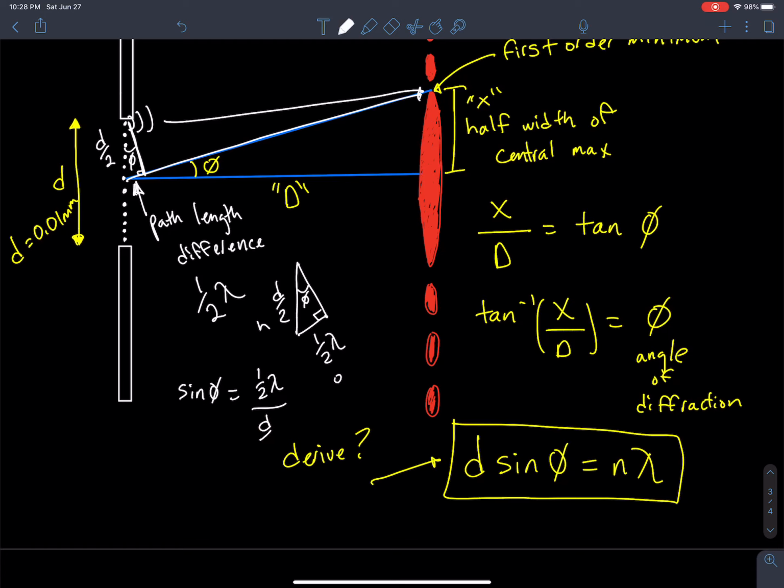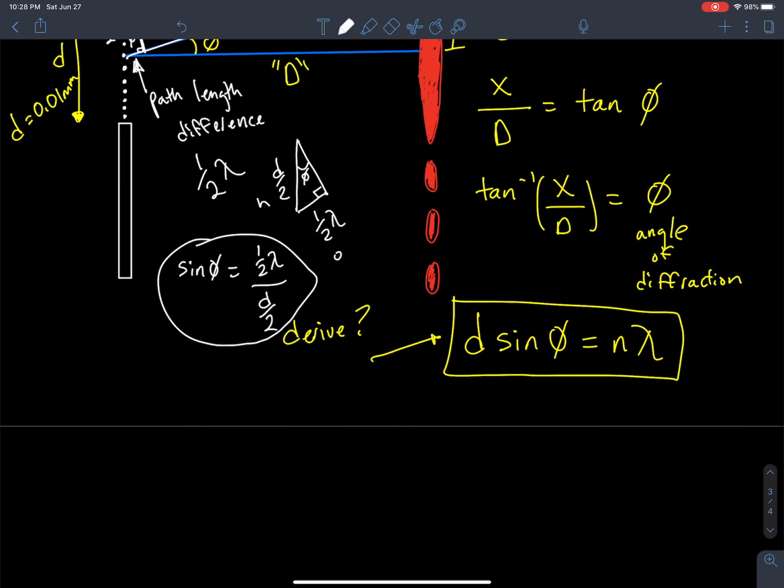So you can see that I can cancel out the 1/2s. This 1/2 divided by 1/2 cancels out, and I'll be left with sine theta is equal to lambda over d. Then I can cross multiply, and I'll get d sine theta is equal to lambda. And where does the n come in?